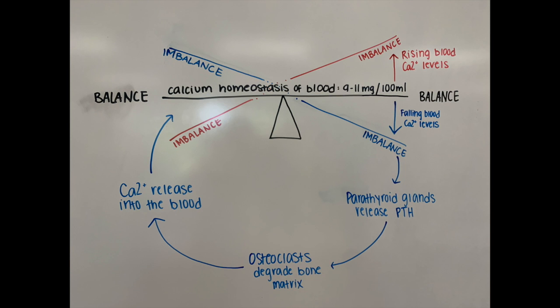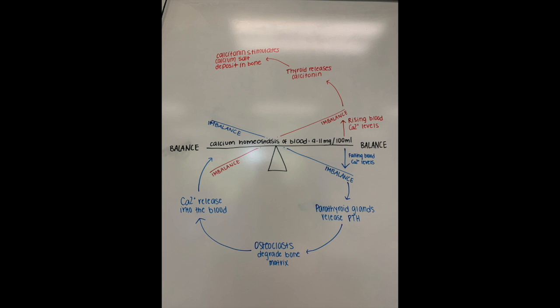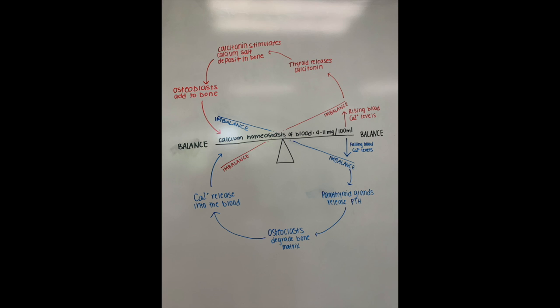Rising blood calcium levels can also cause an imbalance, shown in red. When this type of imbalance occurs, it triggers the thyroid to release calcitonin. The calcitonin that is released stimulates calcium salt deposits in the bone. This process uses osteoblasts to add bone, resulting in homeostasis.